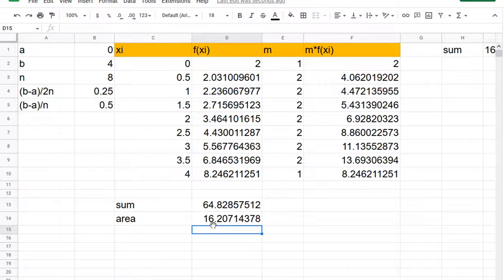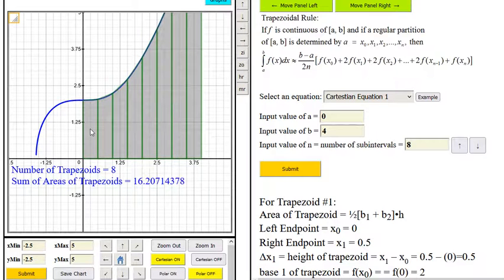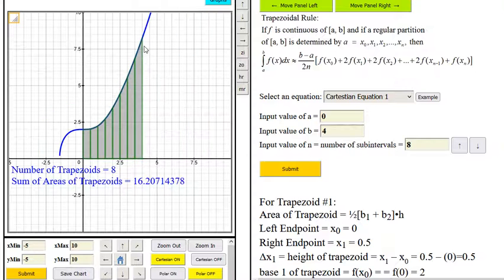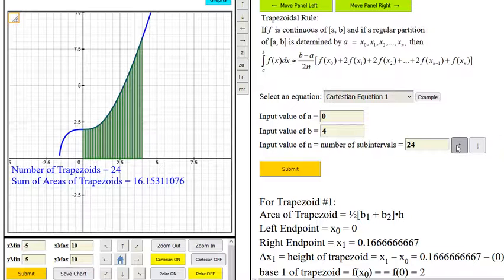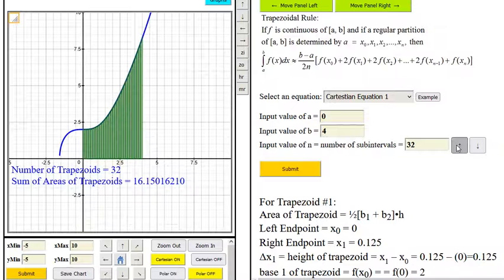And so the sum of the areas of the 8 trapezoids is 16.20. And that's what we saw on the graph earlier. Obviously, we can tell that this is a very good approximation of the shaded region. And if we want a better approximation, then we just increase the number of trapezoids, and the approximation of the shaded region will get better and better.